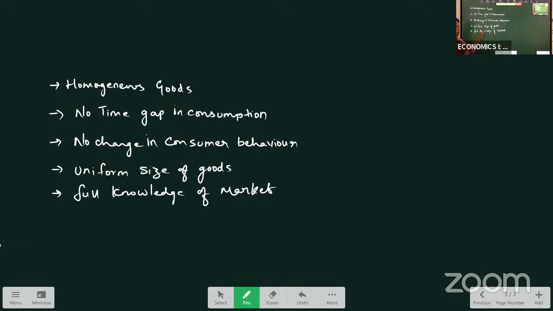Okay. Uniform size of the goods here. The goods are of same size. Full knowledge of the market. All the consumers are having full knowledge about the market. Means about the price and all. Okay. So this is what are the assumptions of the law.